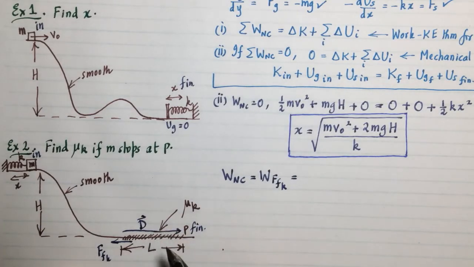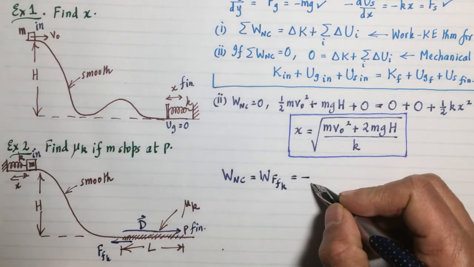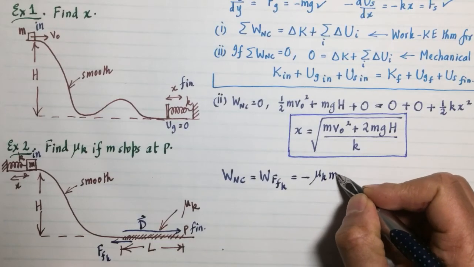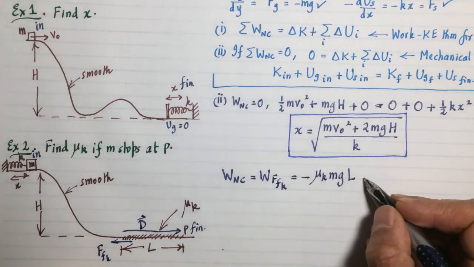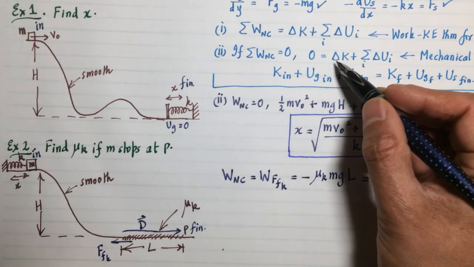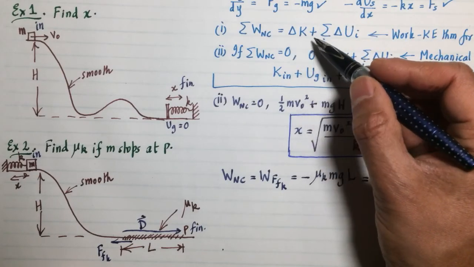So F dot d is going to be with a cosine of 180 degrees. So I'll get cosine 180 gives me -1. So that I'll get negative mu k mg, because that's the normal force, times L. So that's the work done by friction. All that's going to equal the change in kinetic energy, because this is what we're looking at. The change in kinetic energy.